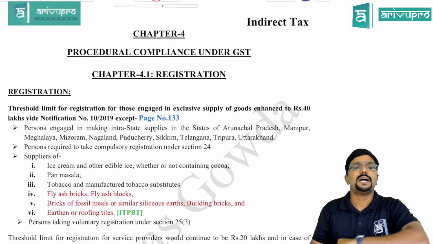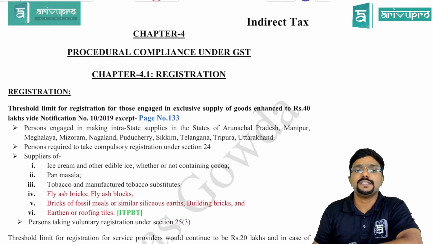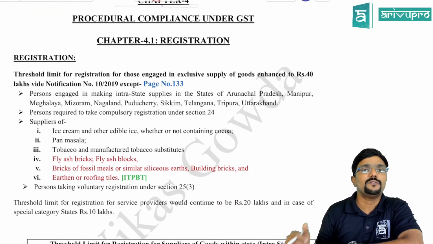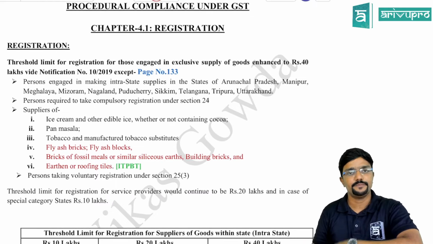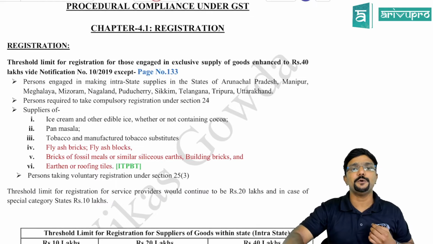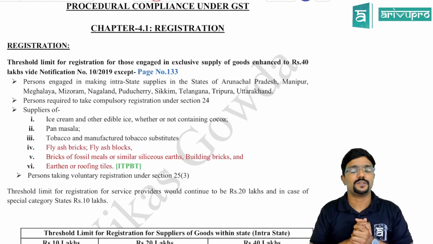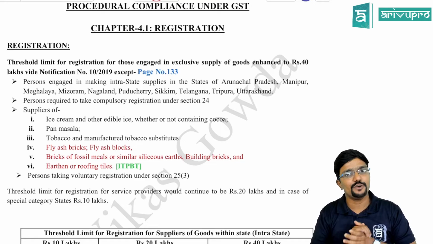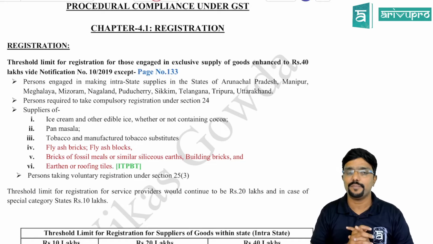Chapter 4, Procedural Compliance under GST. So chapter 4.1, which covers the topic registration. So there come to page number 133. See, as per section 22, there are two threshold limits to get registered. So normal aggregate turnover applicable is 20 lakh. If your aggregate turnover throughout India, PAN based, is more than 20 lakh, you have to get registered as per section 22. But in case of MMNT, that is small state northeastern states, the limit applicable is 10 lakh and not 20 lakh.